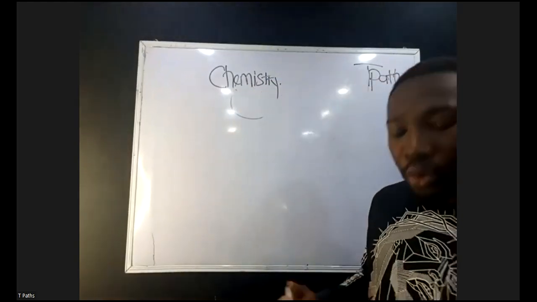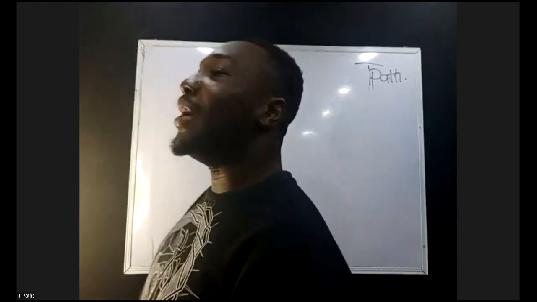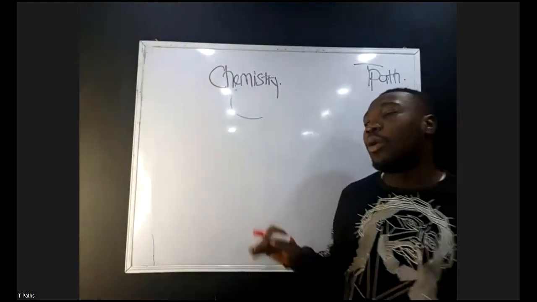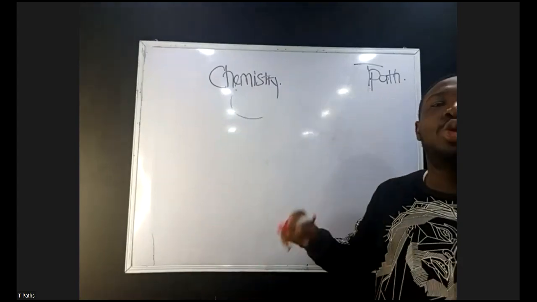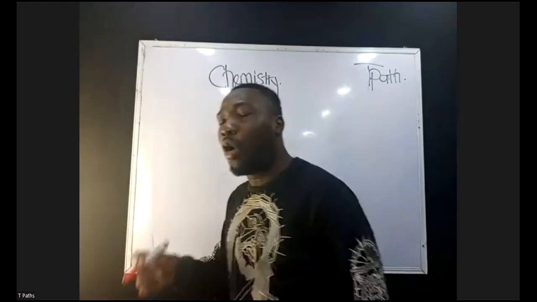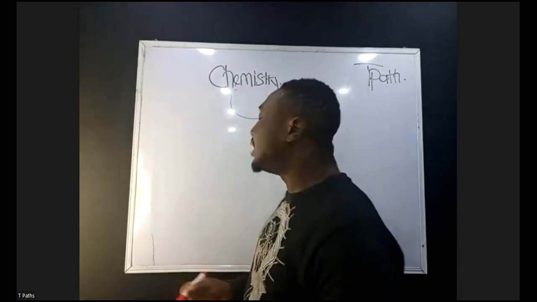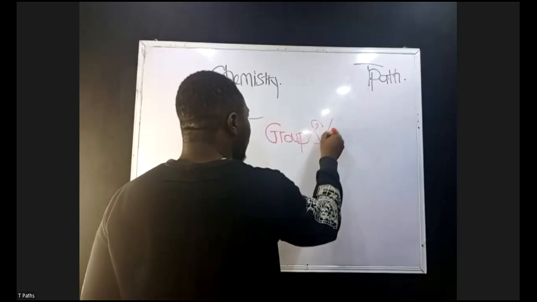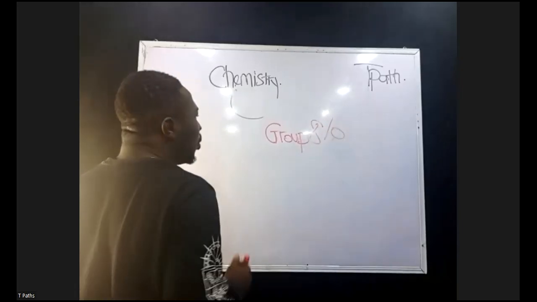Why do elements combine together? A very good question. The goal of all elements in the periodic table is to attain the octet state, or the duplet state. That is the goal. That is why you see group 8, or group 0, that is your noble gases.